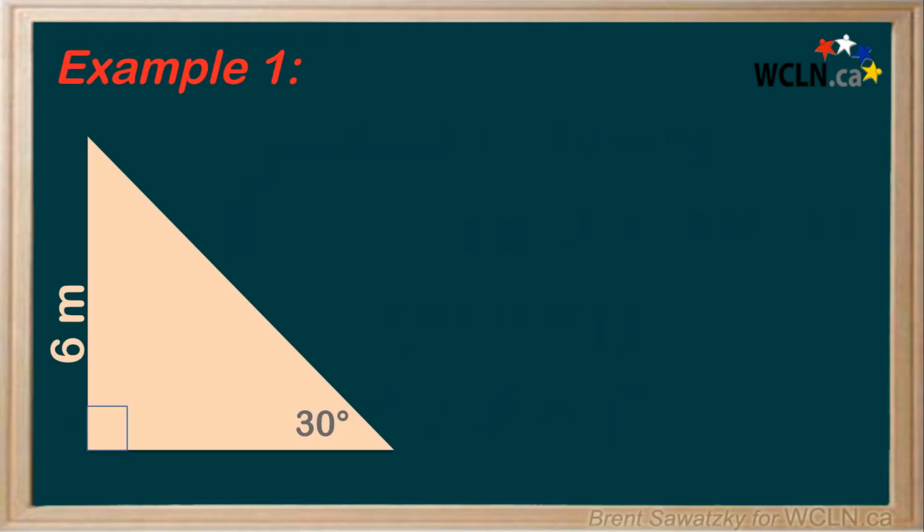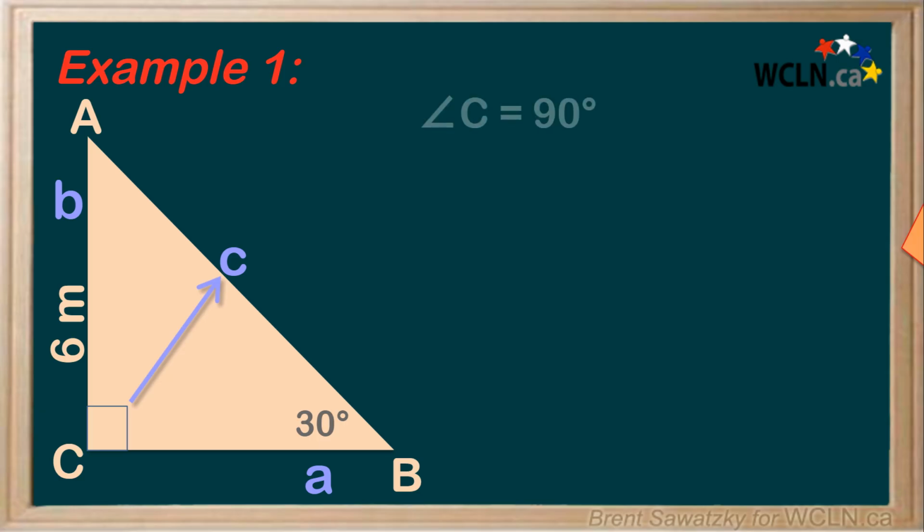Example 1. Solve this triangle. Now, if there aren't any labels on the triangle, we can mark them with A, B, and C, C being the hypotenuse. So angle C is 90 degrees, side B, in our case, 6 meters. And so what do we do next?